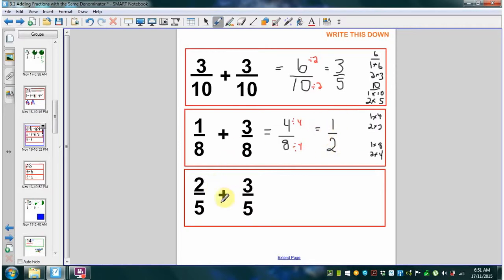Okay, this one here, they're ready to add. We have a common denominator. Use our rules. Add our top. 2 plus 3 is 5. Keep the bottom. Keep our denominator, so we just bring our 5 over. 5 over 5, that can easily be simplified because that equals 1. Anything over itself, 5 over 5, equals 1.